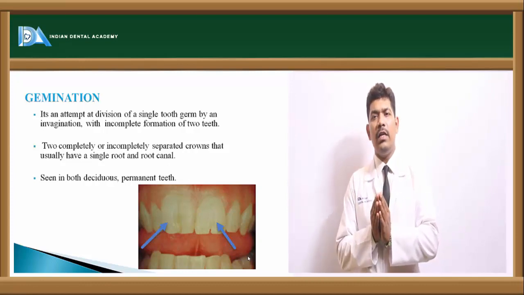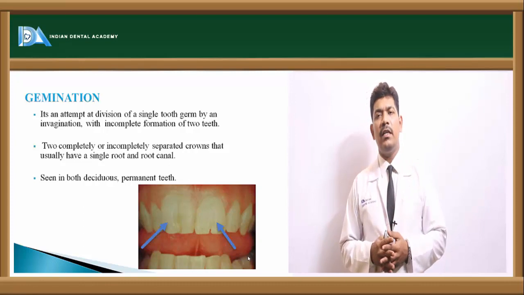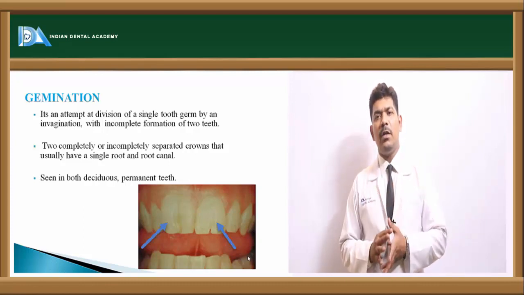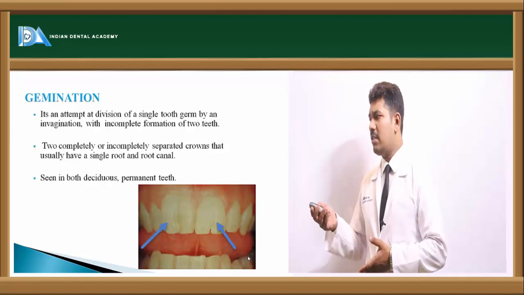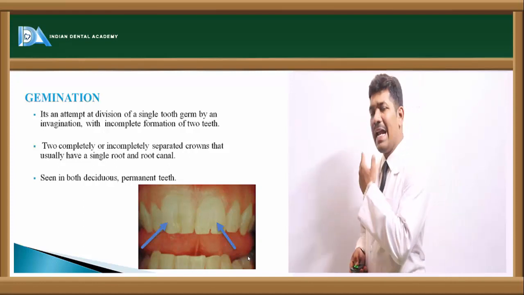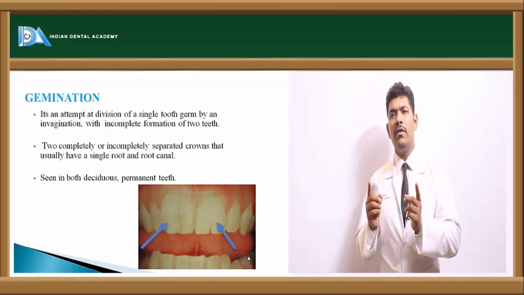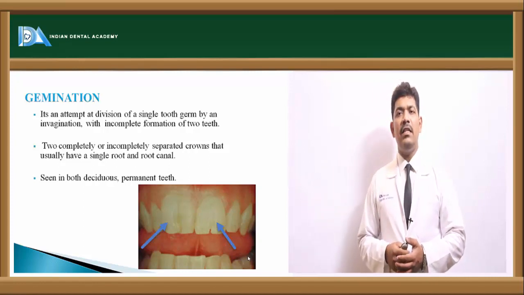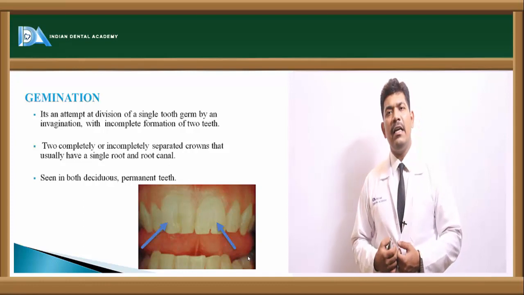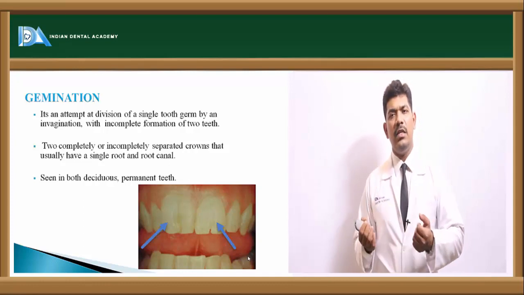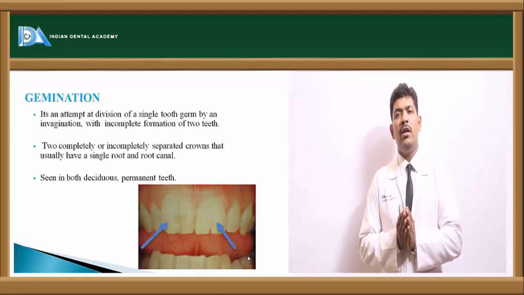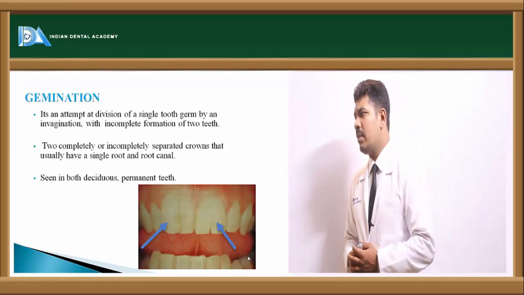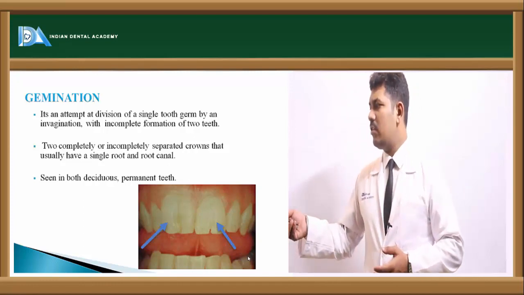It doesn't totally give out two particular teeth completely, but there is some kind of contact between these two teeth, as you can see over here. This is actually an attempt of the single tooth germ to give rise to two different teeth. Now we can see either two completely divided crowns, or it could be partially divided. They could be joined by the roots. So there are different types of gemination, wherein it can be seen both in deciduous and permanent teeth.